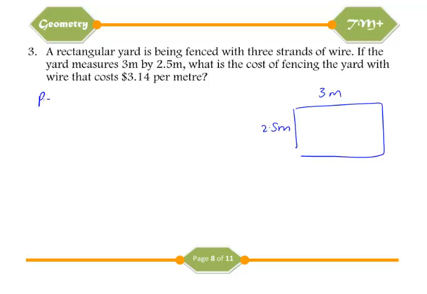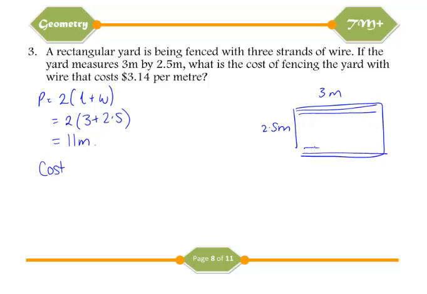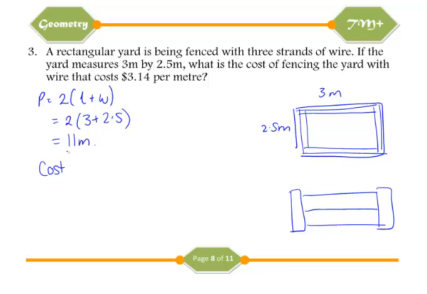So my perimeter is going to be 2 lots of length plus width. So that's 2 lots of 3 plus 2.5, which is 11 metres. It's $3.14 per metre, so my cost, and I'm going 3 times around. It's being fenced with 3 strands of wire. So what that means is each side has 3 strands of wire. Does that make sense? So your fence looks something like this, if that helps. So my cost is going to be the total perimeter times by 3, because I need 3 lots of it, times by my $3.14.